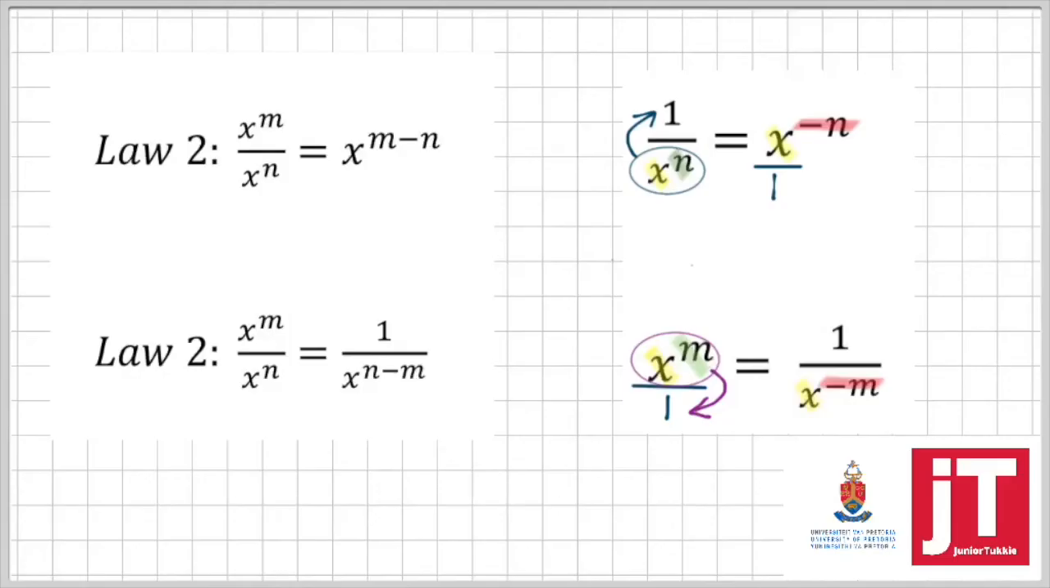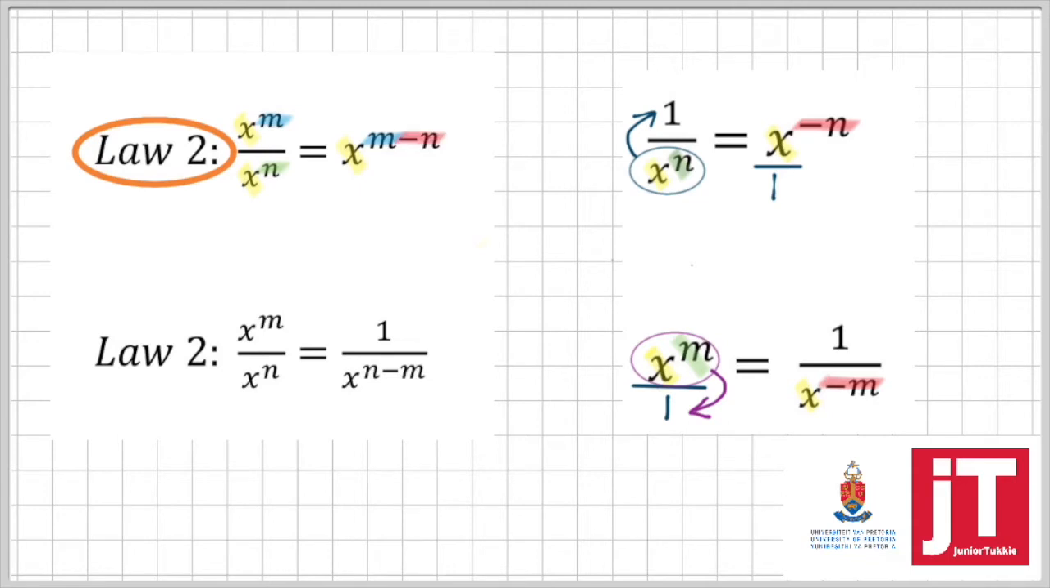Now that you're familiar with these definitions, let's take an in-depth look at law number 2. Law number 2 says that when we are dividing powers that have the same base, we subtract exponents. When dividing, we subtract exponents. So here we have x to the power of m divided by x to the power of n. The base is the same, the base is x. The answer is therefore x to the power of m minus n.